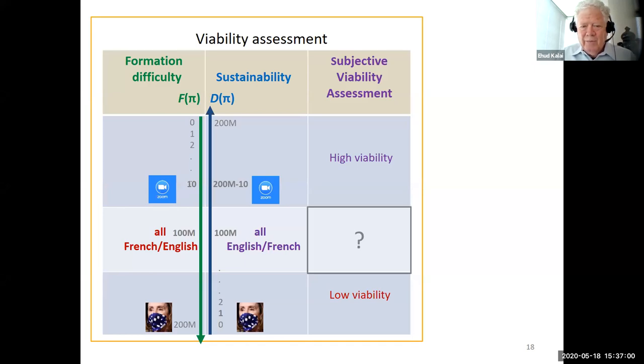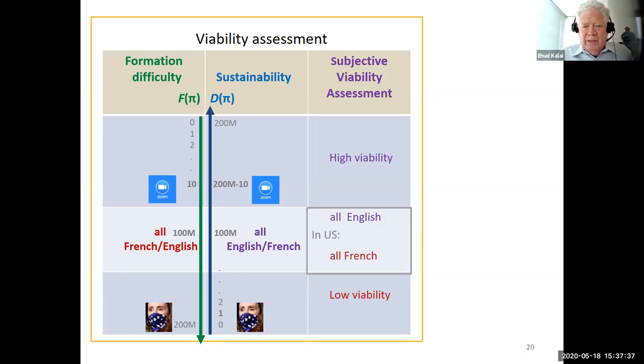The difficulty will be the in-between case, which are equilibria that are hard to form, but highly sustainable if formed. So what can we say about this? Well, one thing we can say is that they are viable if already formed. Because if the formation is not an issue, because they already formed by historical or whatever reasons, now we can feel good about them because we know that they are sustainable.